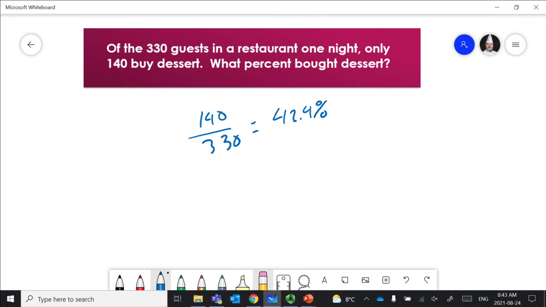And again, this is going to be historical, right? We've already had this night. We know that 140 people came in and bought dessert out of the 330. So if we think 400 are going to come in tomorrow, we can apply that 42.4% to the 400 tomorrow and figure out how many desserts they're going to have.